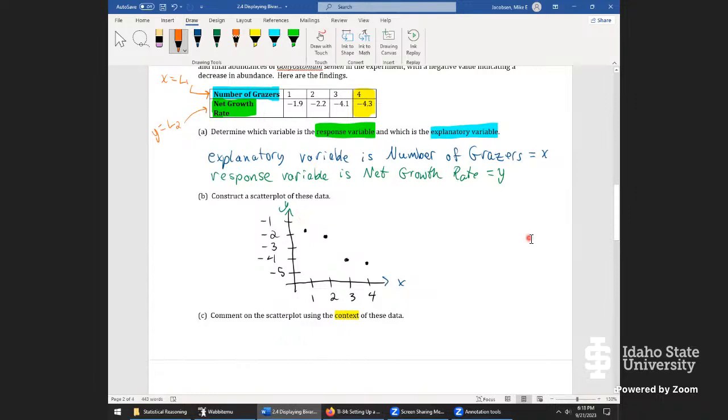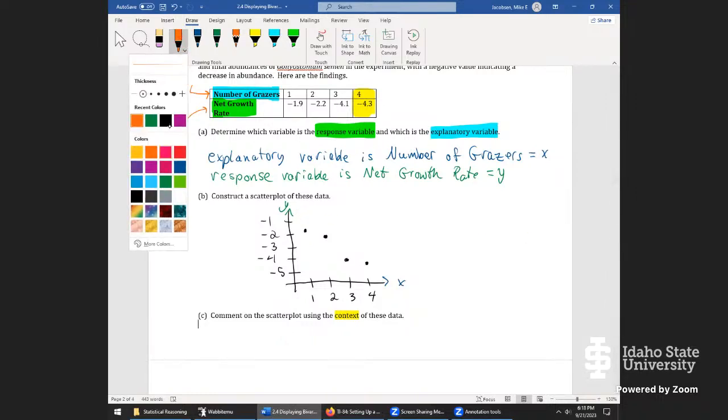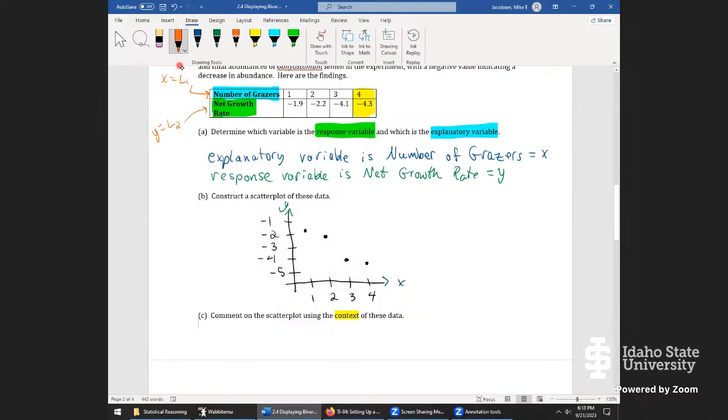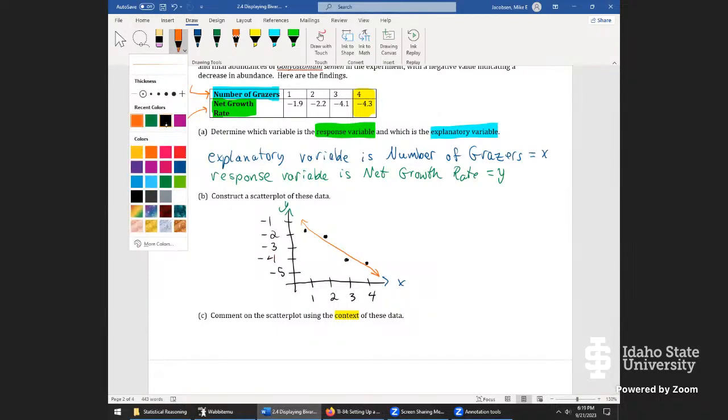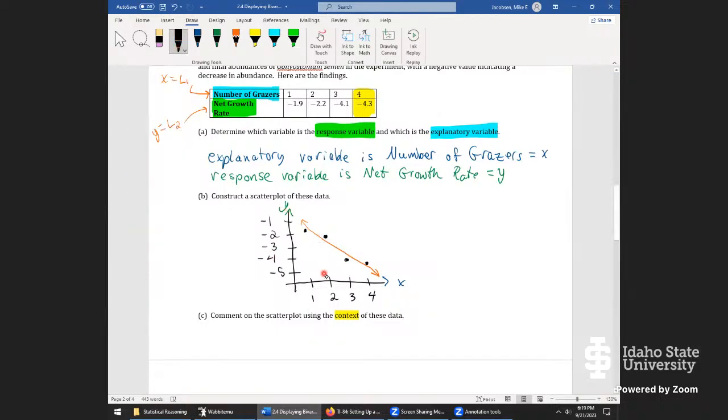Looking at the data, here's one way to think of some kind of interpretation you can give to it. If you put a line that goes through these values as close as possible, then that line is sloping downwards. And so what we're expecting is, as the number of grazers X increases, the net growth rate, which is Y, decreases. So that could be your whole statement on this problem. Let's put that down as we're commenting on the scatter plot.